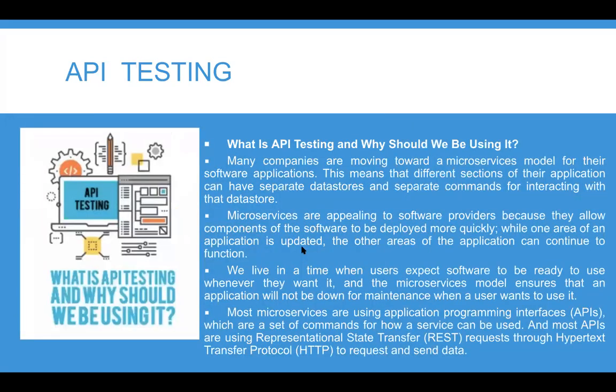Now, what is API testing and why should we be using it? Many companies are moving towards a concept called the microservices model for their software application. This means that different sections of the application can have separate data stores and separate commands for interacting with the data store.